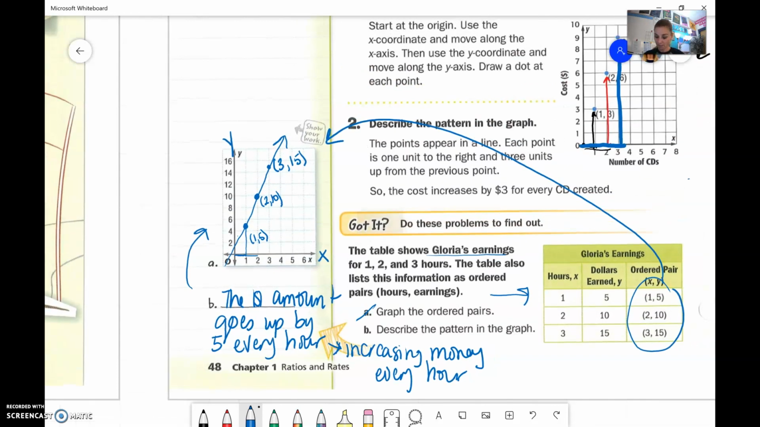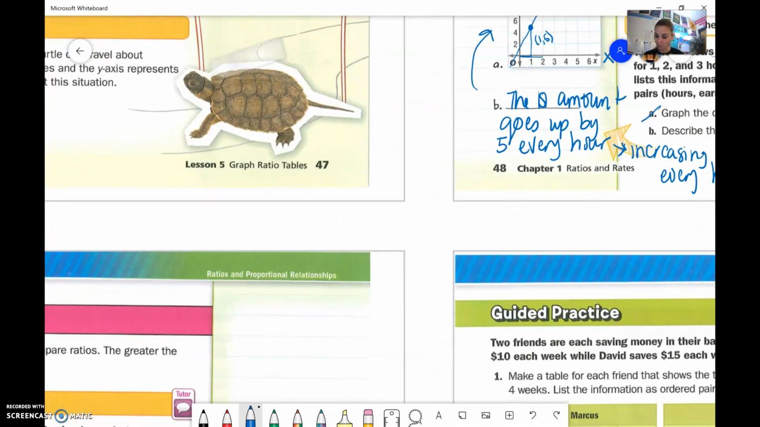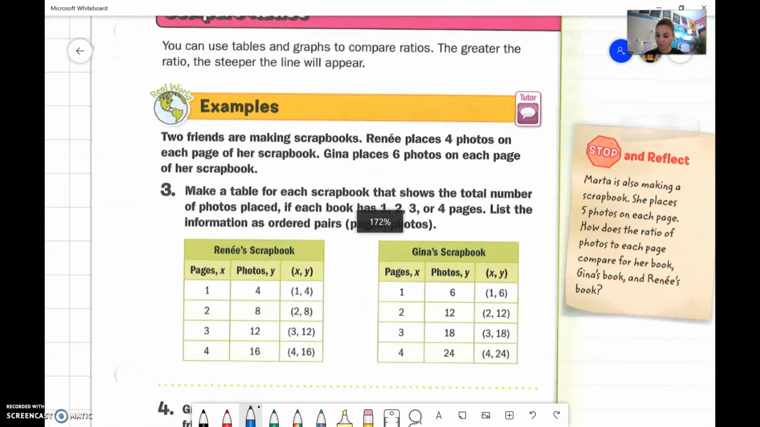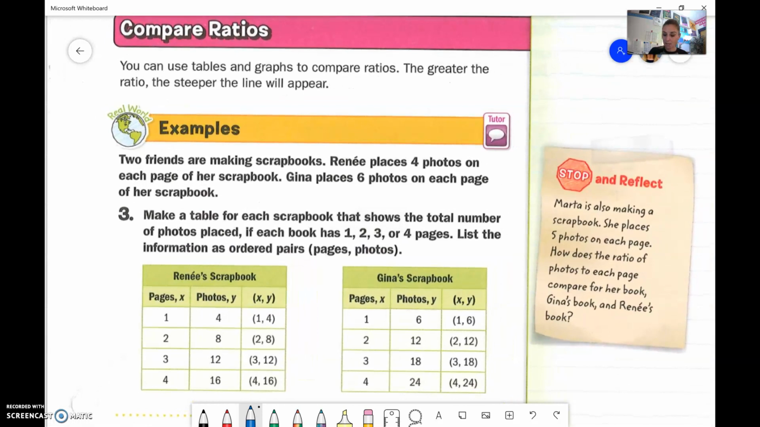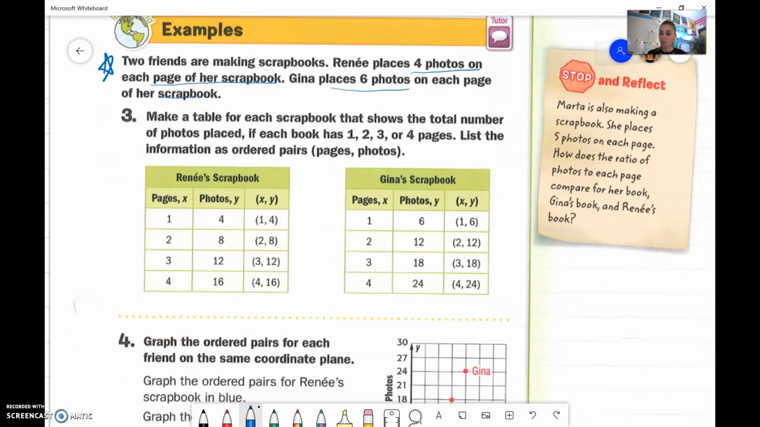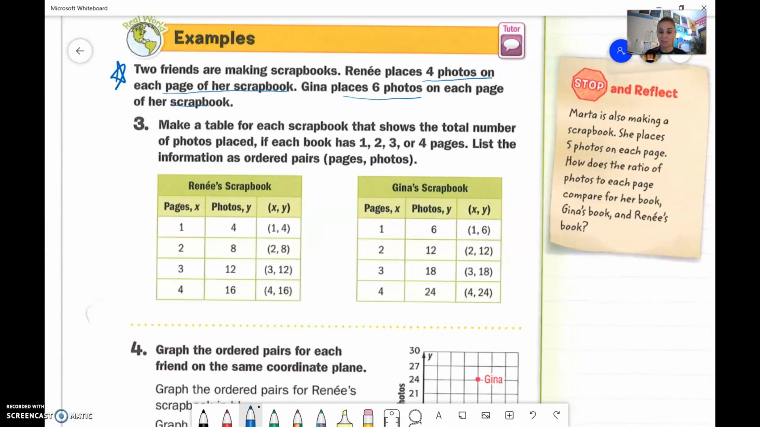All right, let's take a look at the next page, which is page 49. We're going to compare ratio tables, or compare ratios. It says 2 friends are making scrapbooks. Renee places 4 photos in each page of her scrapbook, and Gina places 6 photos in each page of her scrapbook. It says make a table for each scrapbook that shows the total number of photos placed in each book, 1, 2, 3, or 4 pages.